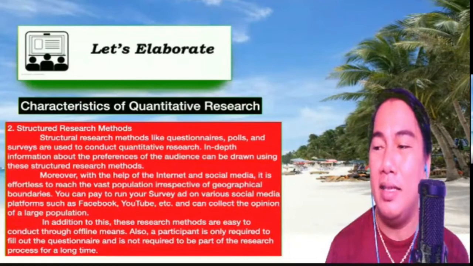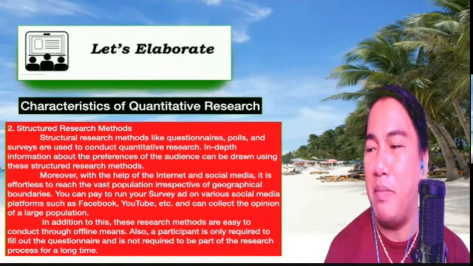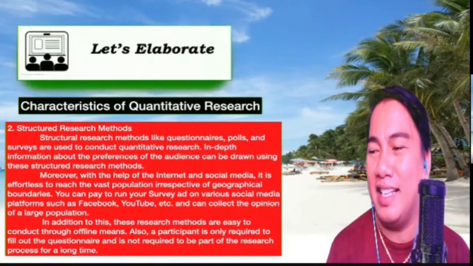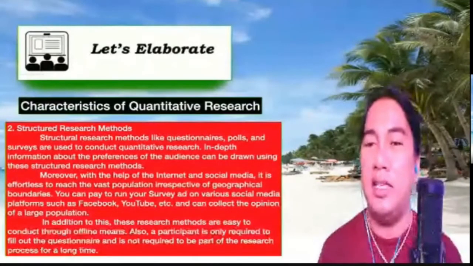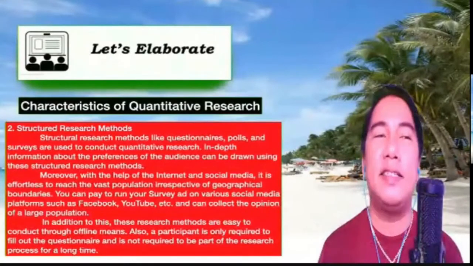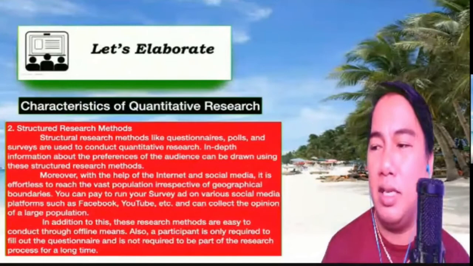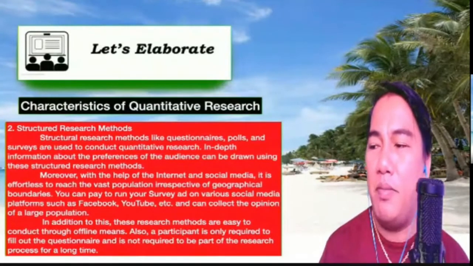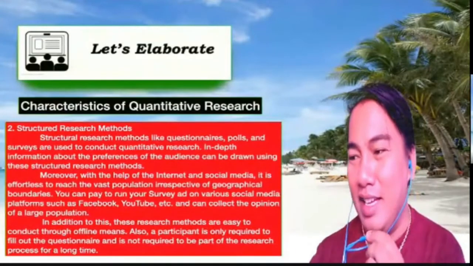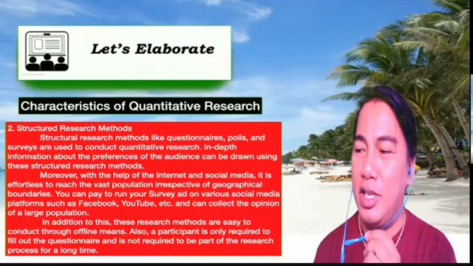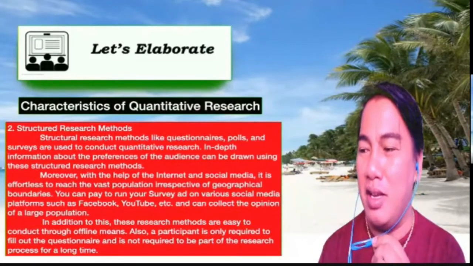Okay, so that is a structure. Thank you very much, Dexter, for helping me read that long explanation about the structured research method. So when we say structured research method, the established questions cannot be changed. So you just stick to your objective. Anyway, when you say structured research method, we refer to the established questions based on the theories and everything.